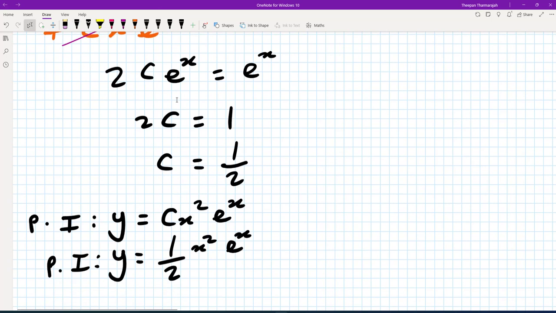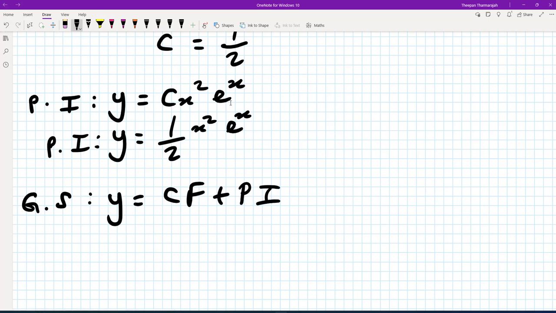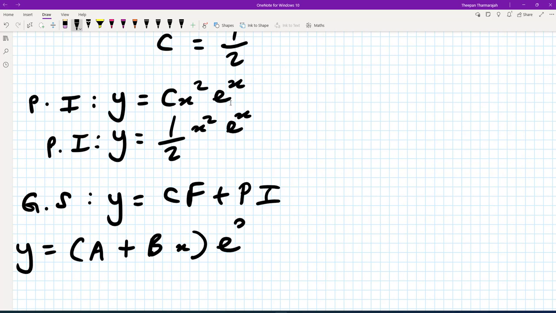And then what we can do now is to write our general solution as y equals the complementary function plus the particular integral. So that gives me the following here: y equals a plus bx, all times e to the x, plus a half x squared e to the x. And that's the solution for our differential equation.